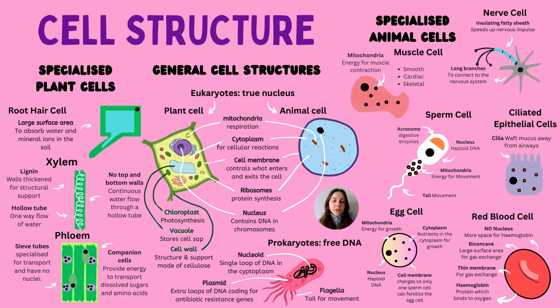The phloem is another type of plant cell, and this contains companion cells that provide energy to transport dissolved sugars and amino acids throughout the plant in a two-way system. The sieve tubes specialize and essentially help the transportation, but do not have a nucleus as well. So these are some of the key facts you need to be aware of.